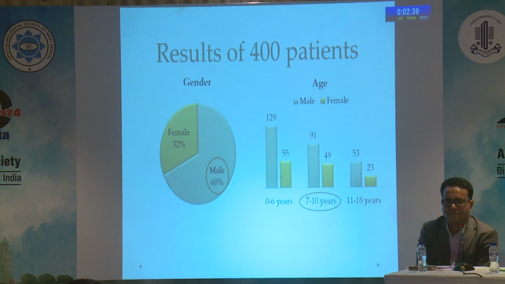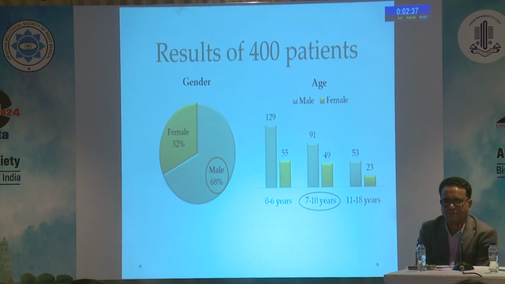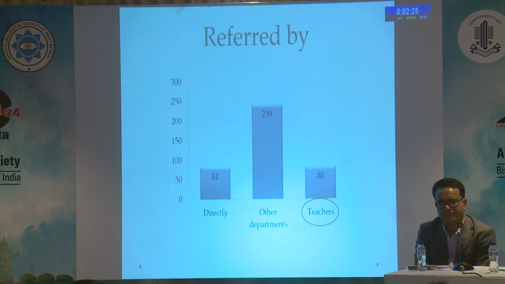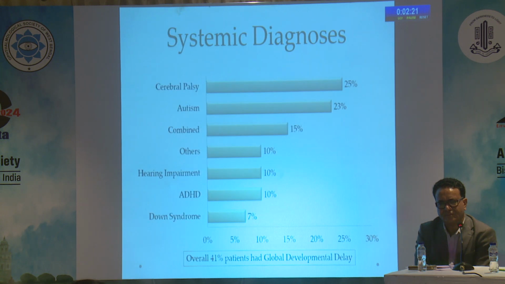The results of the first 400 patients included showed us that two-thirds were males, and as we know, it is already targeting 0 to 6 years of age, but we had a significant set of patients coming in the age group of 7 to 10 years. Majority were referred to us by other departments, and around 80 patients were referred to us by their school teachers.